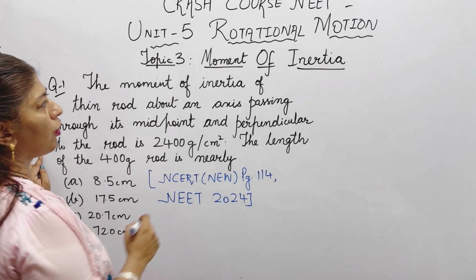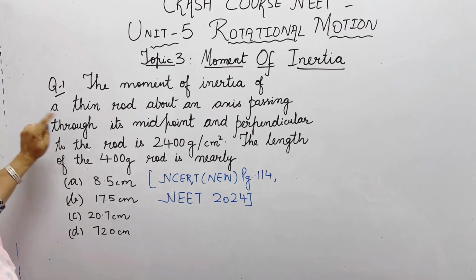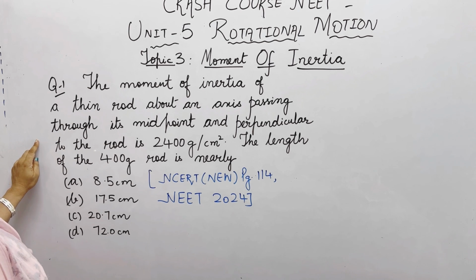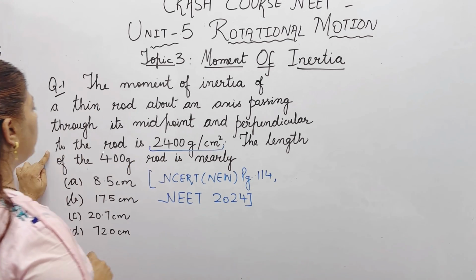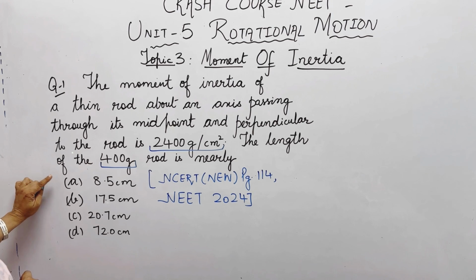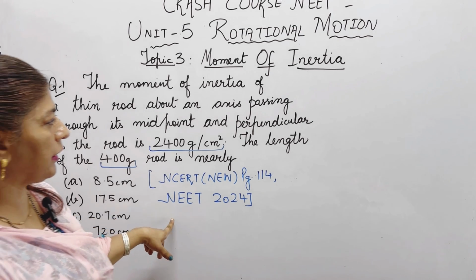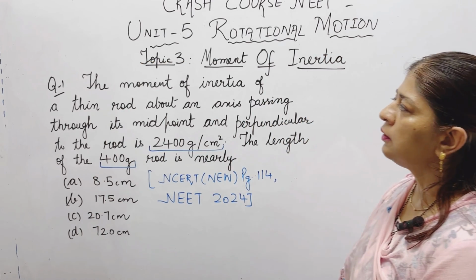Now we are taking the third topic, moment of inertia, and in that, the first question is: the moment of inertia of a thin rod about an axis passing through its midpoint and perpendicular to the rod is given by the value. The length of the 400-gram rod is nearly, and these four options have been given. This question came in the NEET last year, 2024, and it is on page number 114 of the new NCERT.